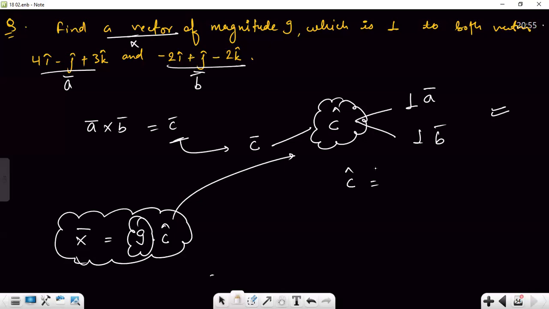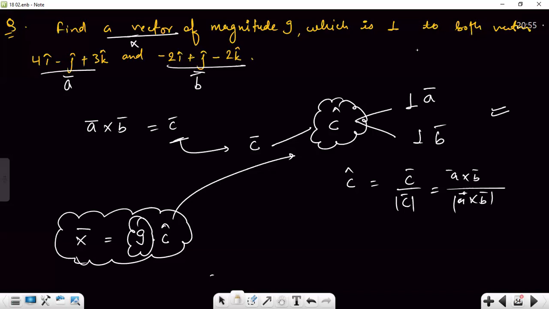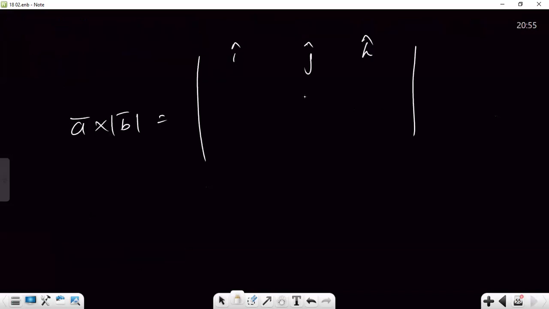C cap will be found by C vector divided by C vector's magnitude. C vector is A cross B divided by A cross B vector's magnitude. Okay, first let's find out A cross B. Determinant I cap, J cap, K cap. What is given? 4 minus 1 plus 3, and minus 2 plus 1 and minus 2.